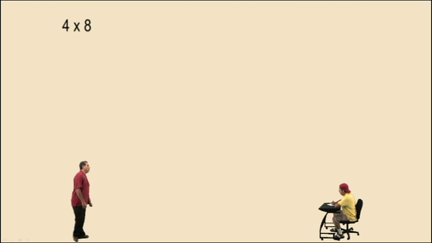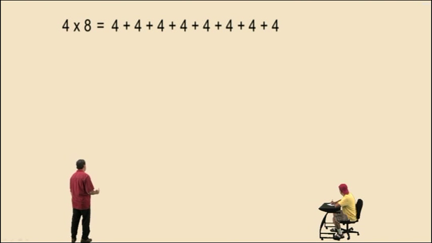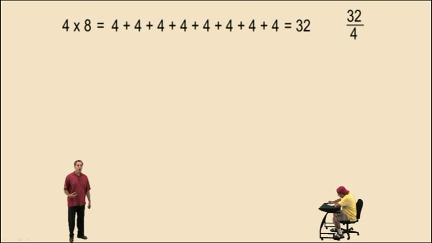4 times 8, remember, multiplication represents repeated addition. So 4 times 8 actually means 4 plus 4 plus 4 plus 4 plus 4 plus 4 plus 4 plus 4, which is 32. And so 32 divided by 4, how many 4s go into 32? Well, that's 8. That's because 4 times 8 is 32.